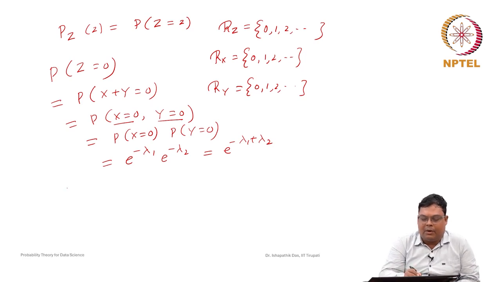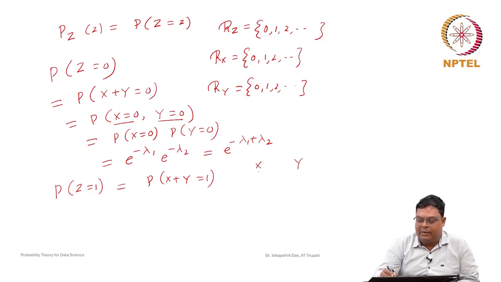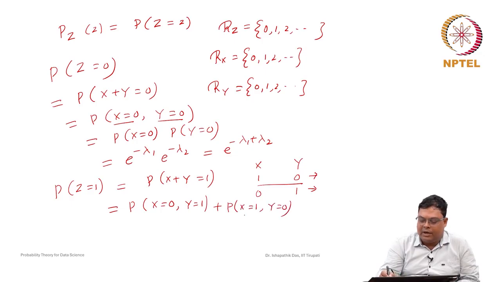Now, consider the probability that z is equal to 1, which is the probability that x plus y is equal to 1. What are the possibilities? If x is 1, then y has to be 0. If x is 0, then y has to be 1, and no other values can sum to 1. Because these are mutually exclusive events, this is the probability that x is equal to 1 and y is equal to 0, plus the probability that x is equal to 0 and y is equal to 1. Using independence again, this is the probability of x equal to 0 times the probability of y equal to 1, plus the probability of x equal to 1 times the probability of y equal to 0.